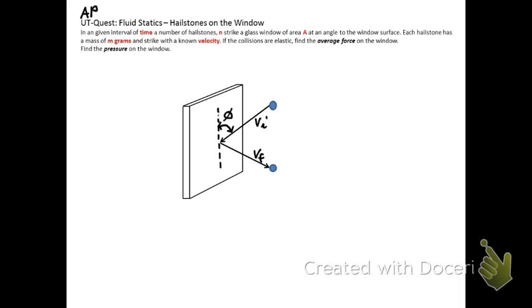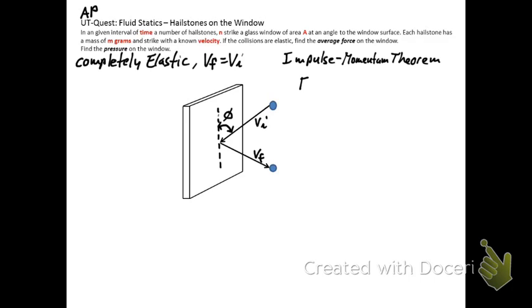The molecules, as in this case with the hailstones, they have mass, and there is going to be a large number of them, and they have velocity, and they're going to strike the window at a known velocity. And what we're going to use to solve this problem is two things. First of all, this collision is completely elastic, and with gas molecules, that is a true statement. So because of this, I can use the impulse momentum theorem, and I'm going to get that average force of all these hailstones striking the window.